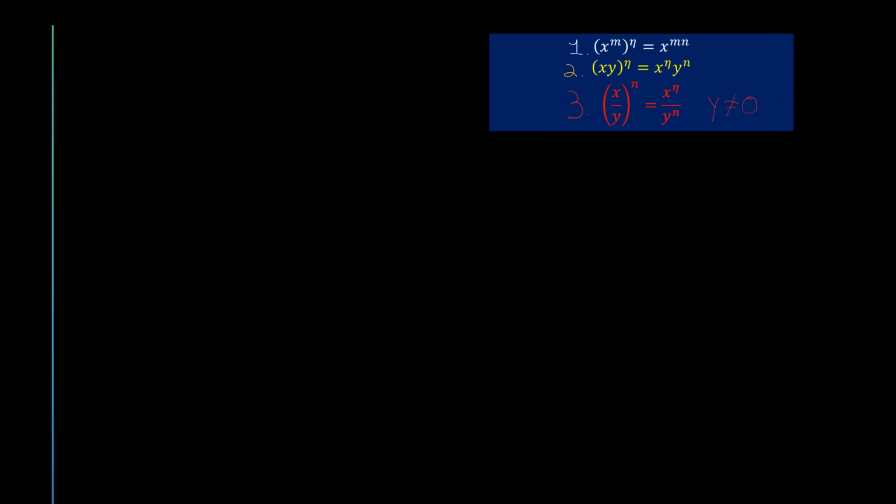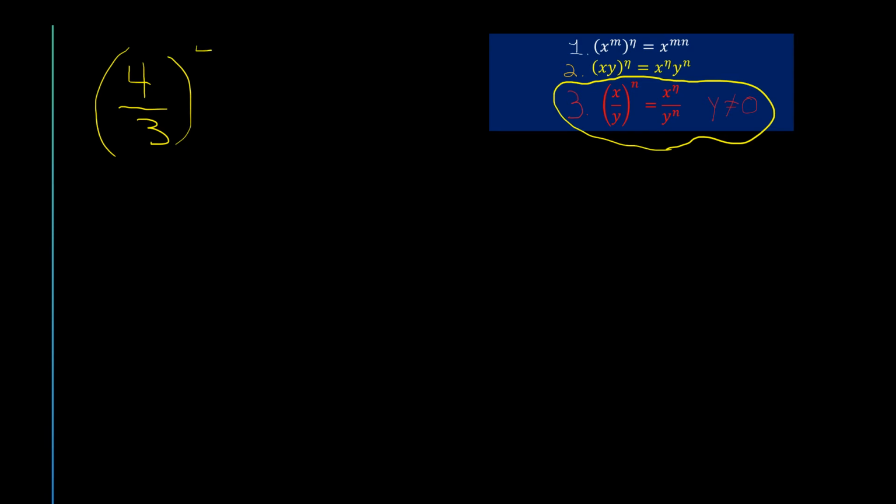So the third method in reference to the exponent rule is a division problem being raised to a power. Right here, the third method. So if we have a problem like this here, 4 divided by 3 being raised to the fourth power, right? 4 divided by 3 being raised to the fourth power.